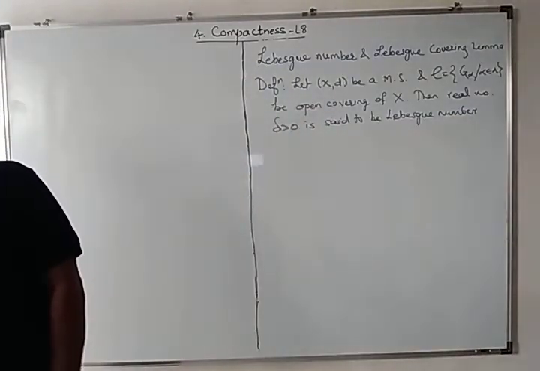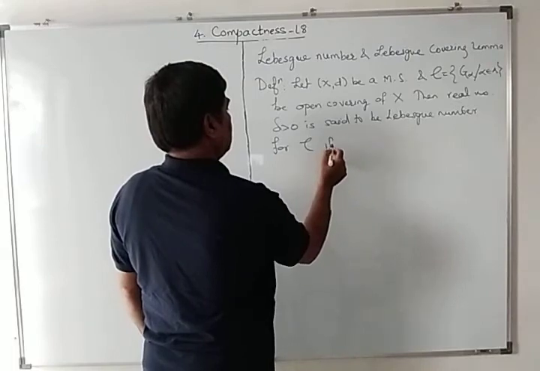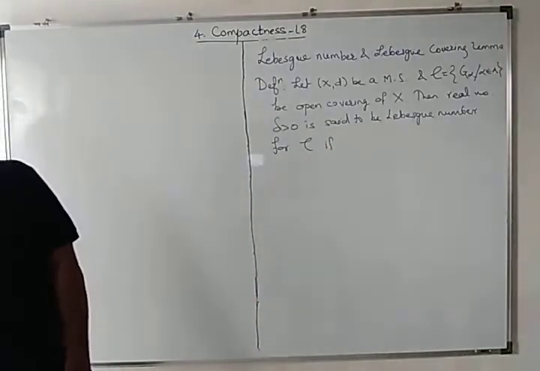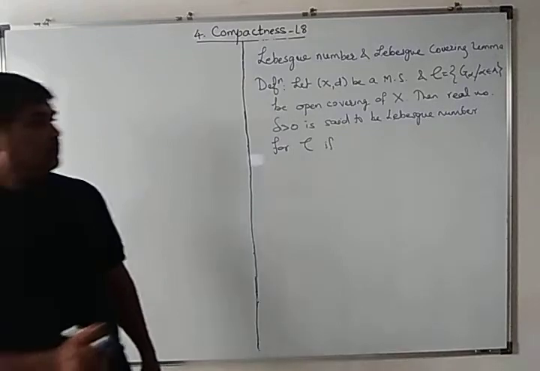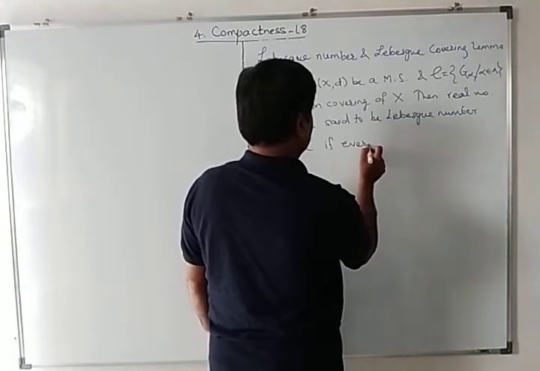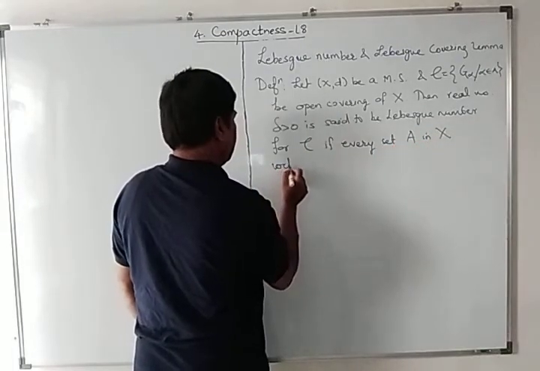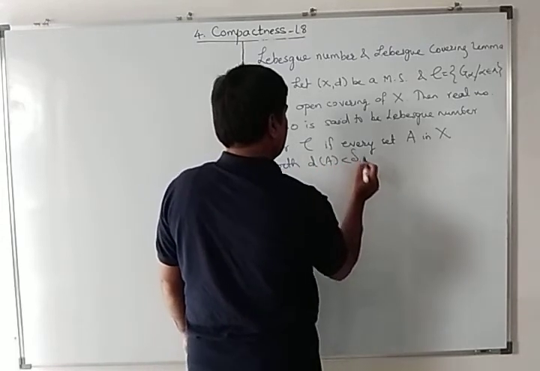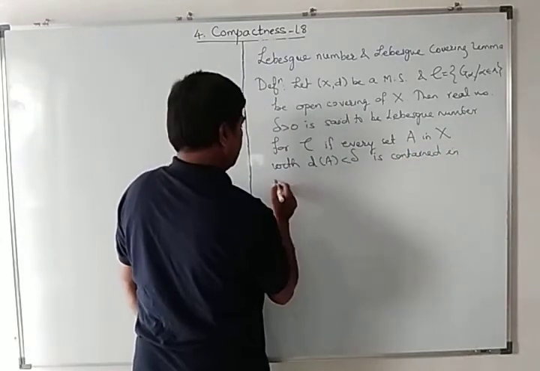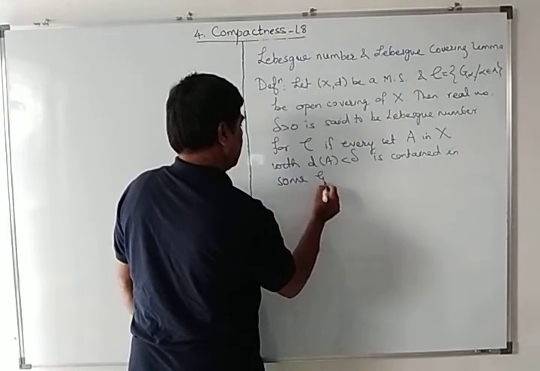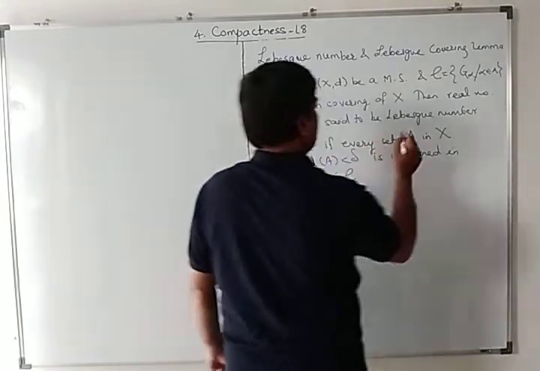if every set A in X with diameter of A less than delta is contained in some G_alpha belonging to that covering C. So this is the definition of Lebesgue number.